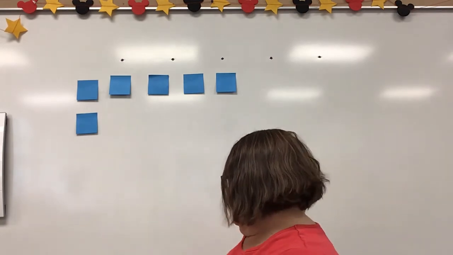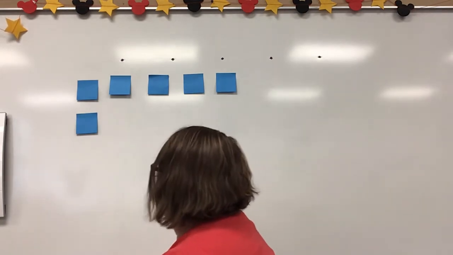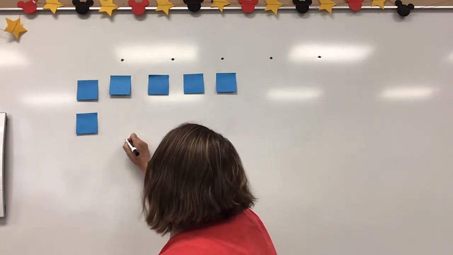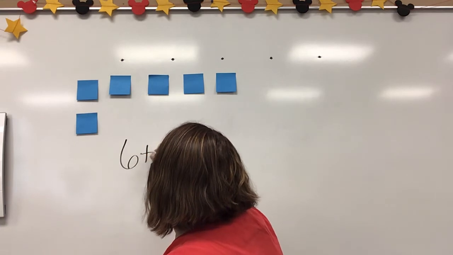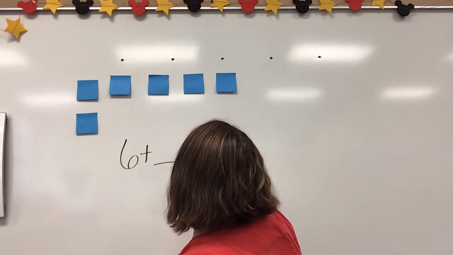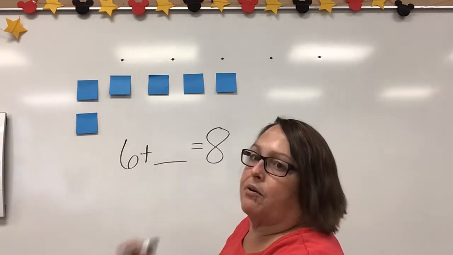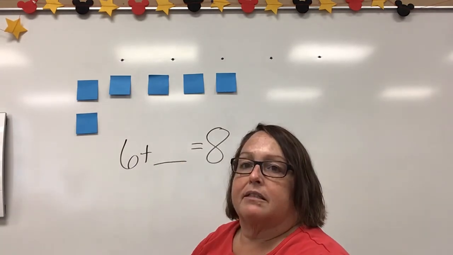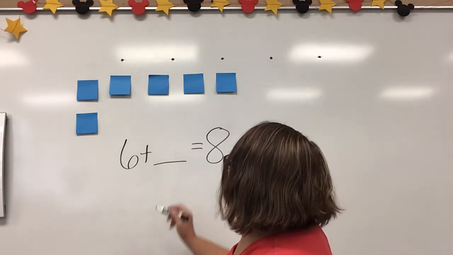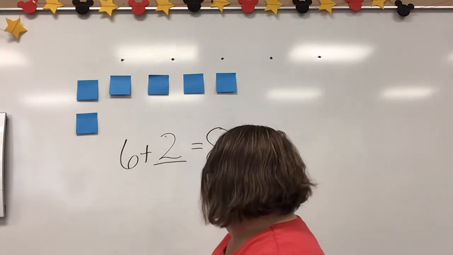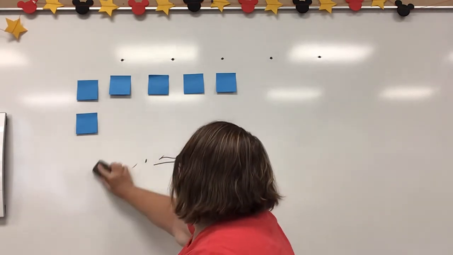Okay, I have 2. So that means my equation that I started with should have looked something like this. Okay. And what number am I going to put in the spot that I don't have a number? That's my unknown or my missing number. We said 2. All right. Let's try another one.